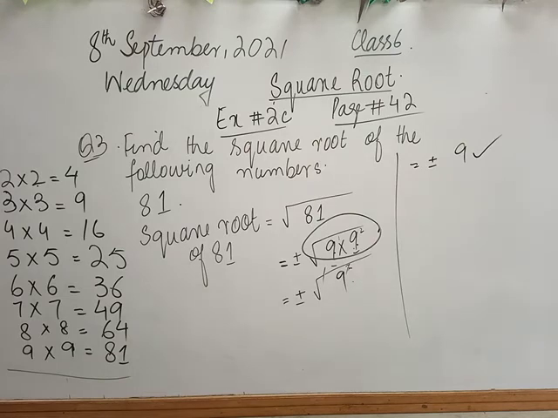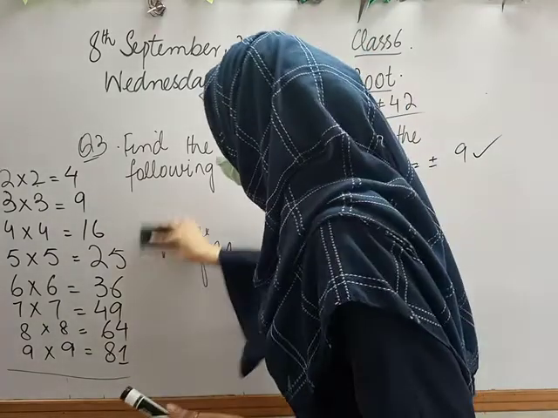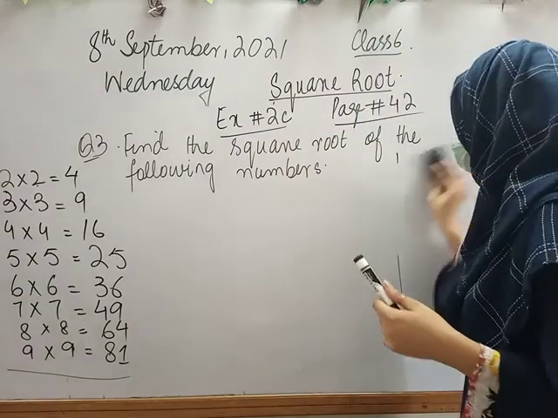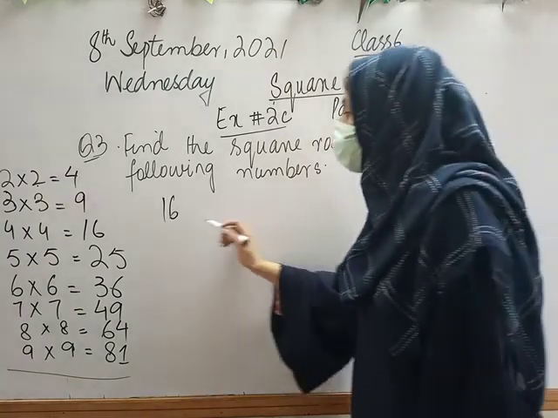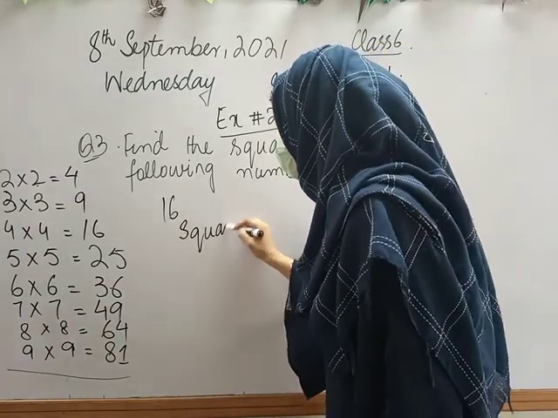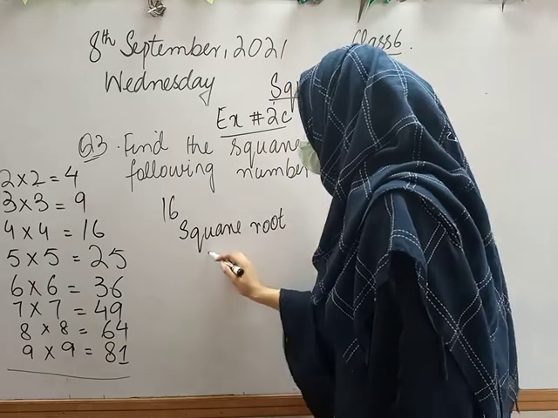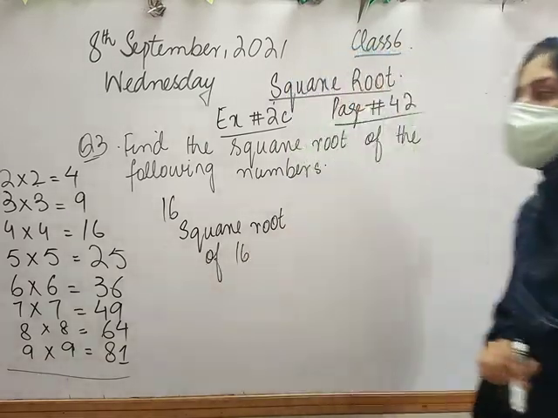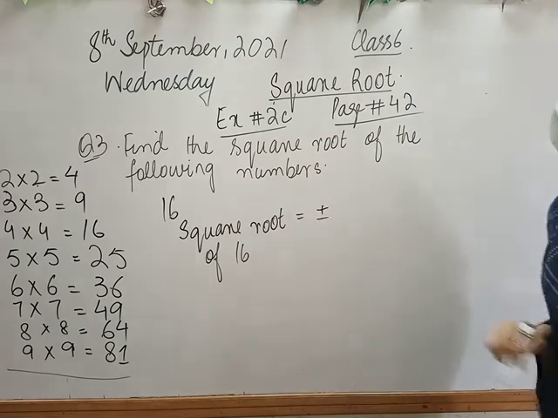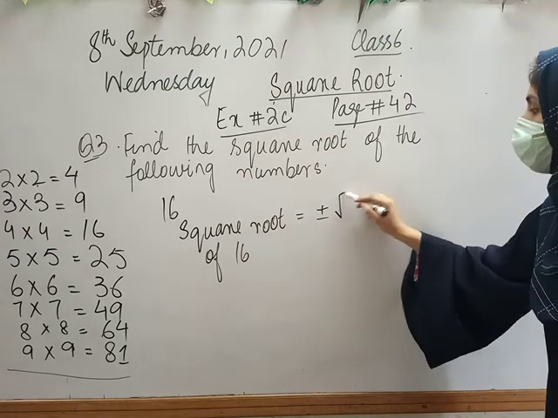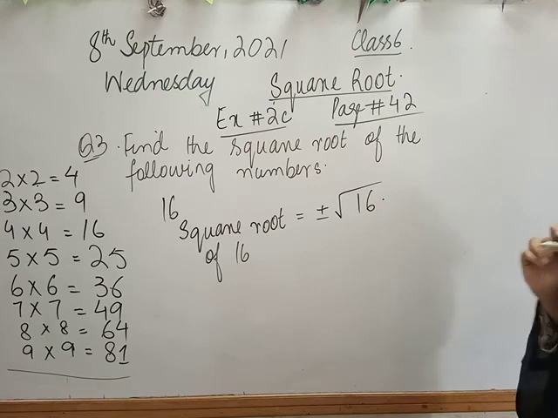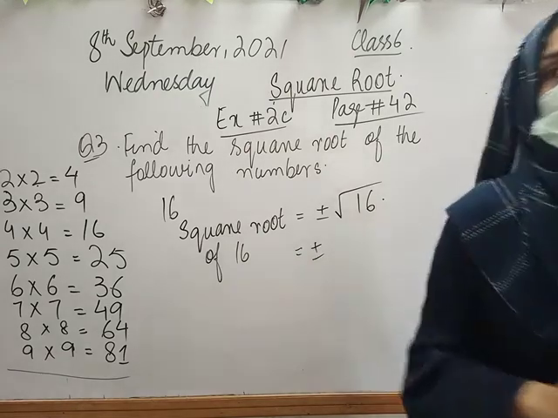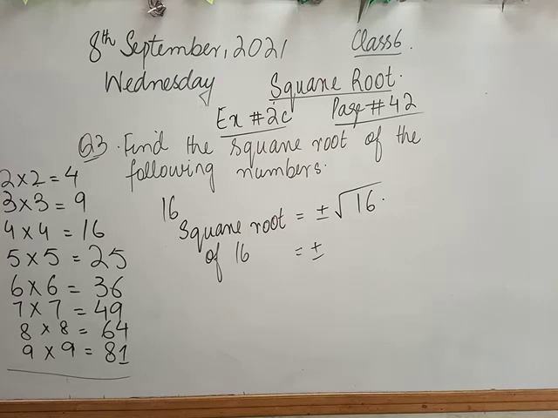Fine. Now I will take another example. I have 16. Number 16. So first of all, according to the method, I will write square root of 16. I will write plus minus sign, then the represented form of under root 16, which is like this. Now class, which perfect squares make 16?